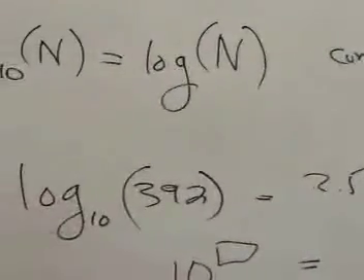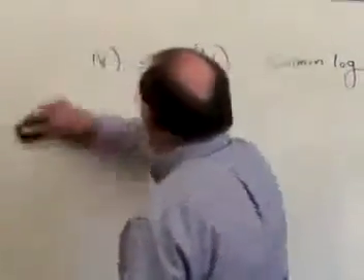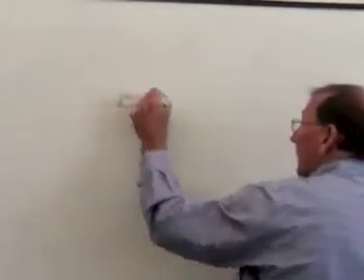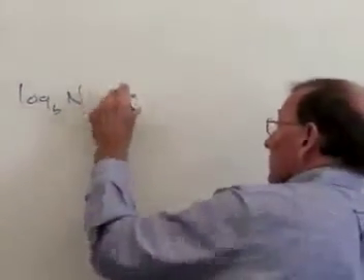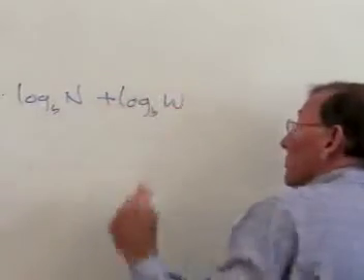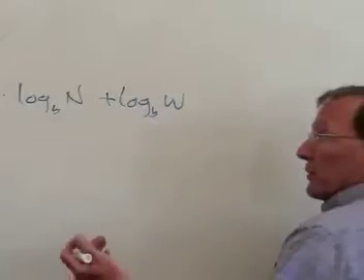Another way we can test your log rules is we could just give you some expressions and ask that you rewrite them. So for example, we could give you the problem 5 times log base b of n plus log base b of w, and ask that you write that as a single logarithm. Well, we just have to use our rules.